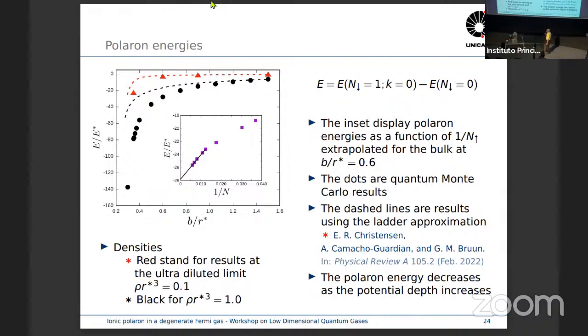Here I have also results for a much lower density of the system. Remember, the interparticle separation is of the order of L. So in this case, the ladder approximation performs much better. In this case, just the scattering length of the S wave gives a reasonable description, because the range of the potential is shorter compared to the interparticle separation.